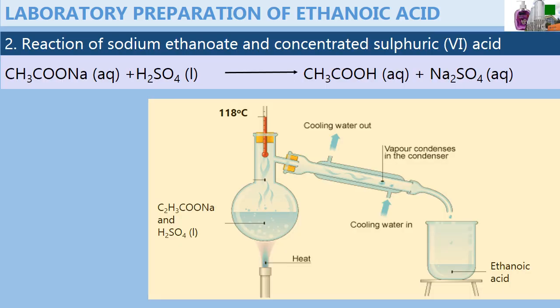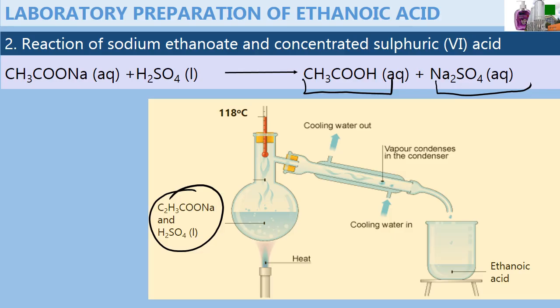Another way of preparing ethanoic acid is through the reaction of sodium ethanoate and concentrated sulfuric acid. Now, when a mixture of sodium ethanoate and concentrated sulfuric acid is heated, a reaction takes place and ethanoic acid is formed. Sodium sulfate is also formed in the process.